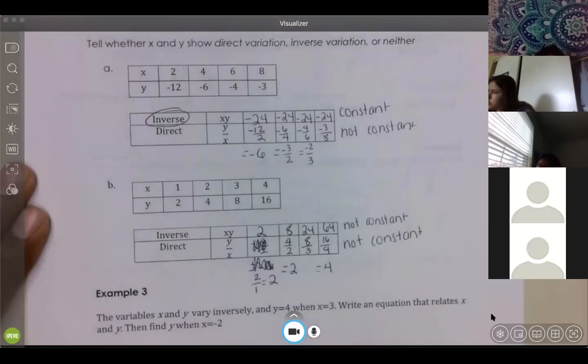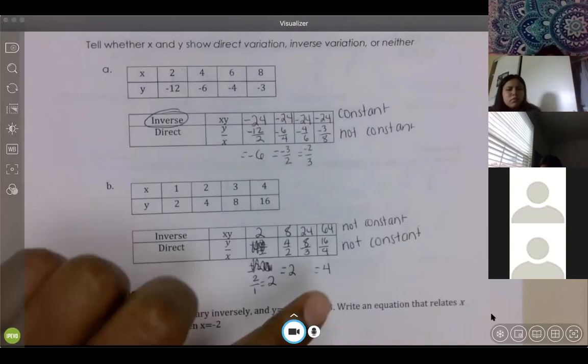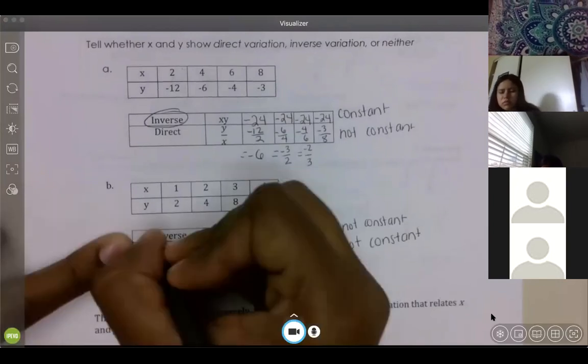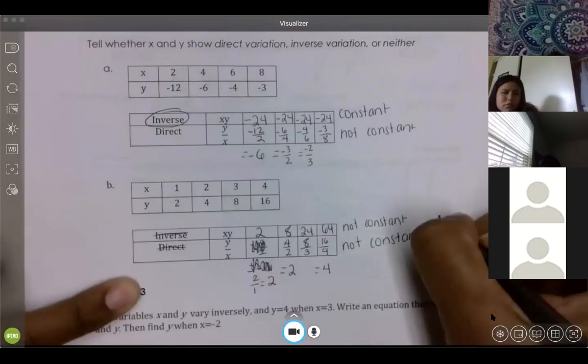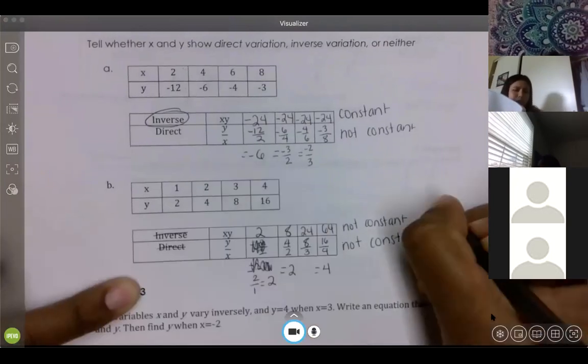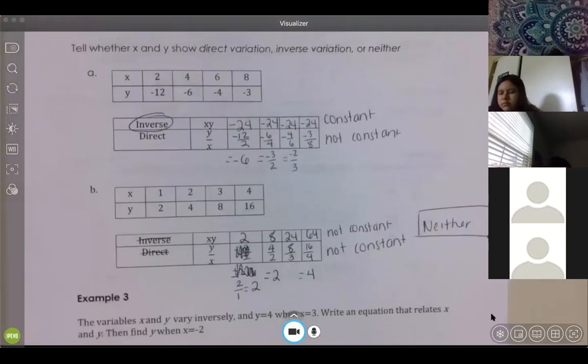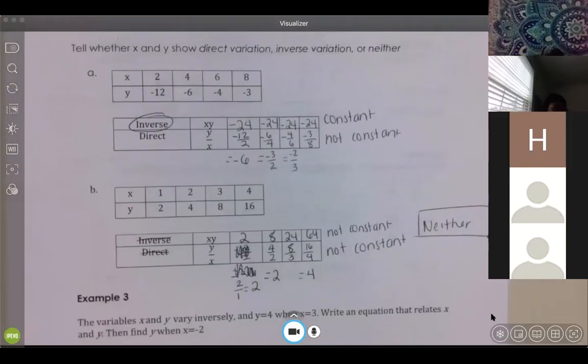No, because for it to be direct, it would have to be constant, but we know it's not constant. So if it's not direct, it's going to be inverse. At least one of them has to be constant for it to be inverse or direct. Does that make sense? Any questions about how we tell the difference between inverse and direct with a table of values?